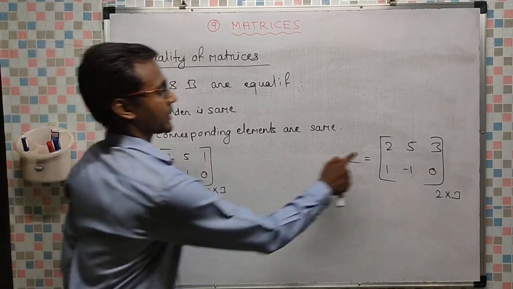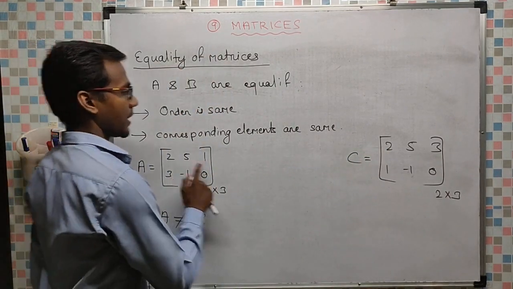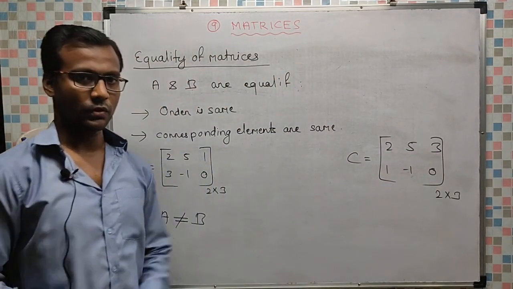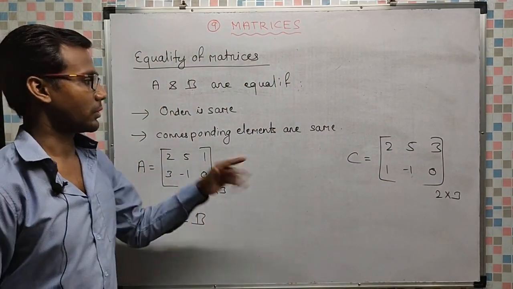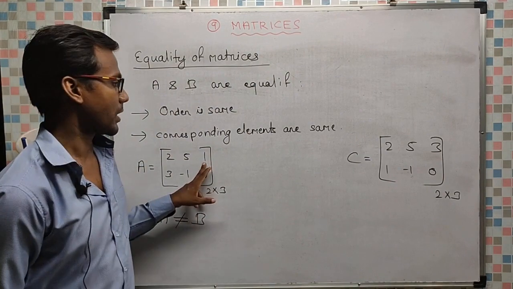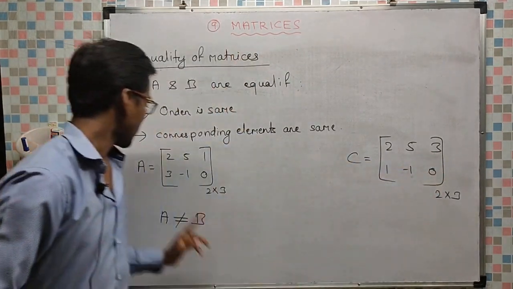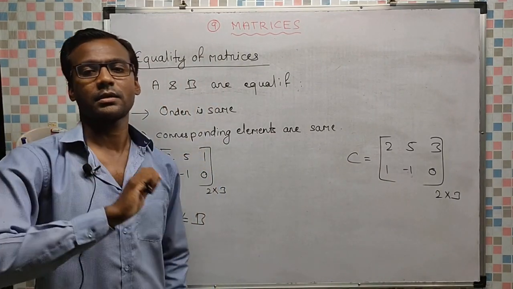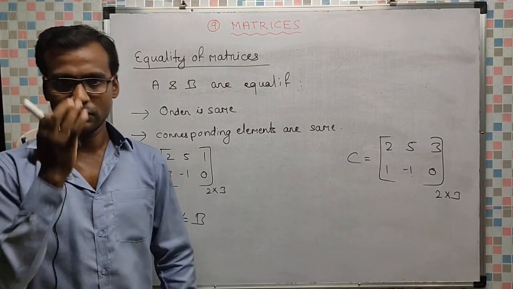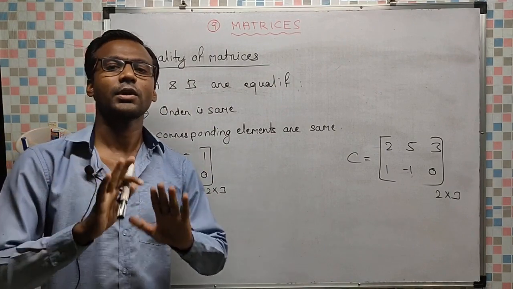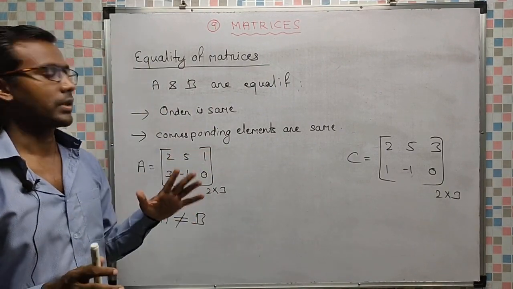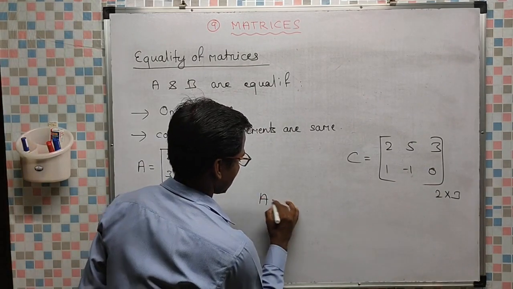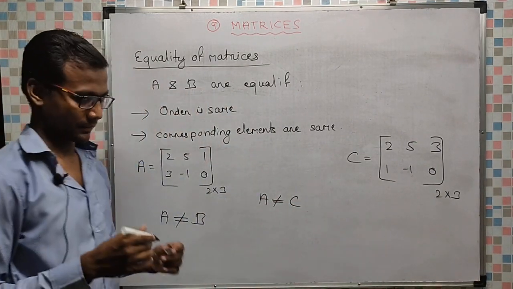Now compare the corresponding elements. First element 2, first element 2. Okay. 5, 5. Okay. 1, 3. Not okay. The corresponding elements are not same. Here is 1, here is 3. Here is 3, here is 1. Okay. If any two corresponding elements are not matching, then we can say that the two matrices are not equal. Okay. Here we can say A is not equal to C.